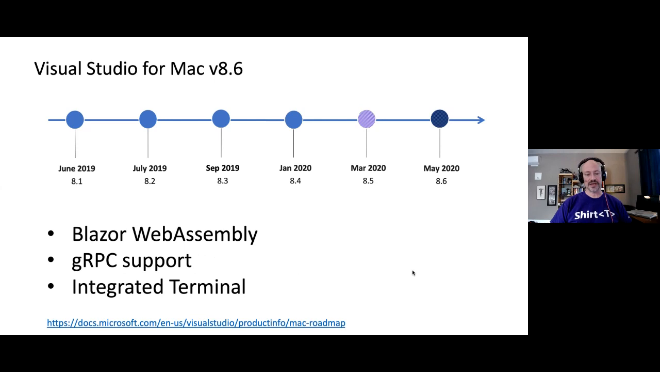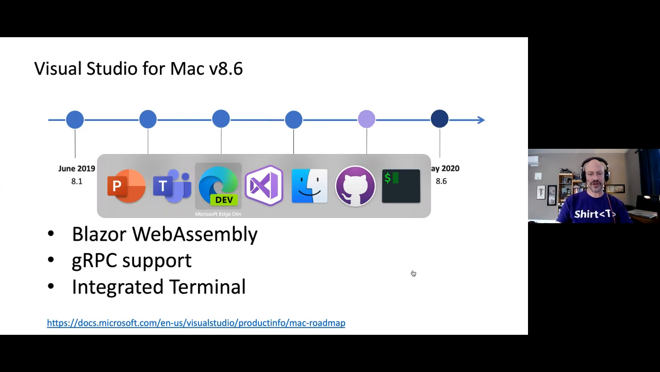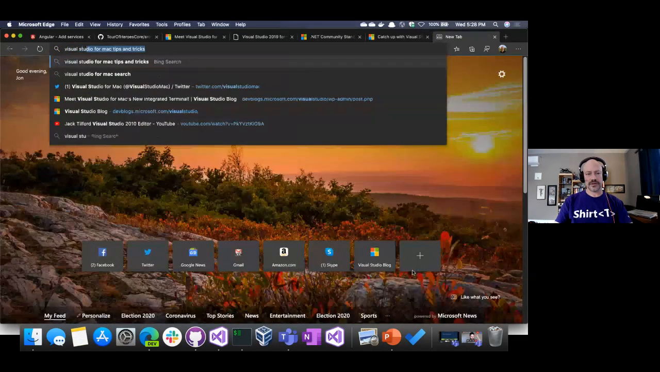And then the next one on the way is 8.6. 8.6 has some really cool features: Blazor WebAssembly support, gRPC support, and OpenAPI as well, and then an integrated terminal. Those are things I'm going to dig into more in a bit. And then I've included the link here. If you just search for Visual Studio Mac roadmap, you'll get that. And that's where we work to prove myself right or wrong.